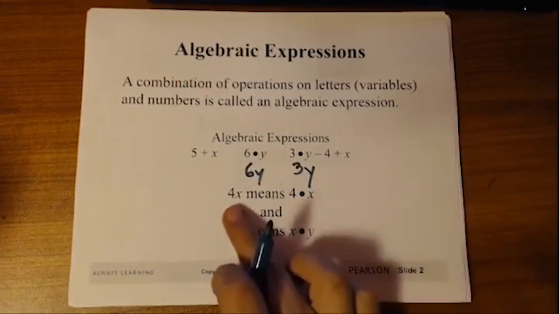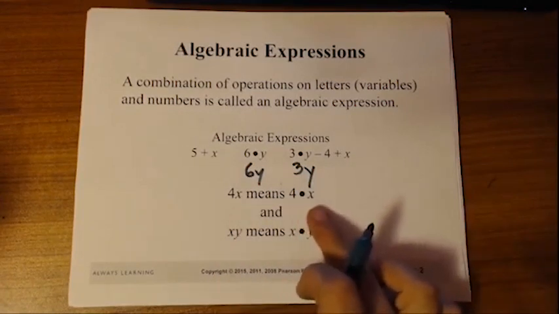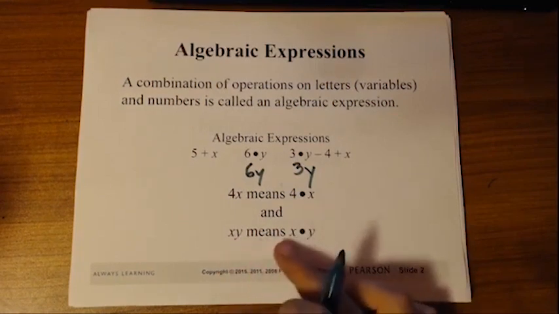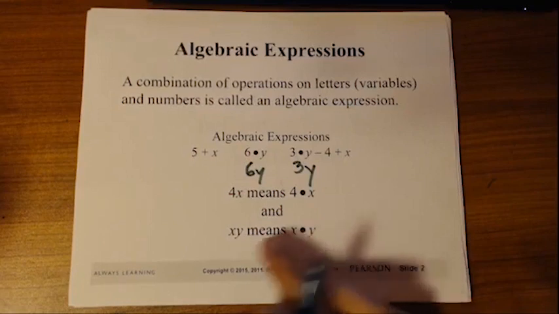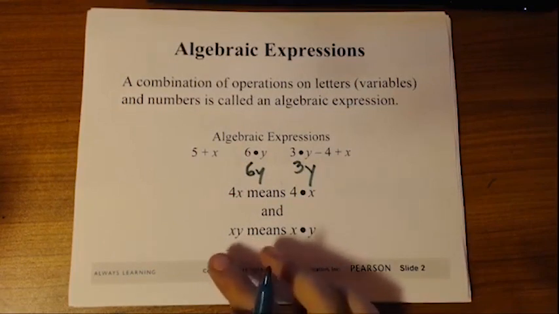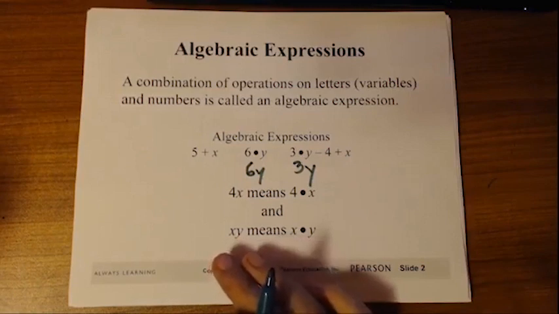So if we had 4x, that would mean 4 times x. If we had xy, that would mean x times y. See, because these are letters, we can just put them together. And when it's just together, that means multiply.